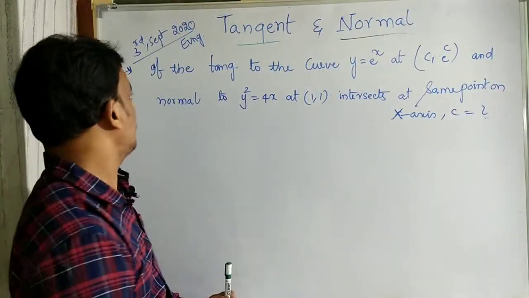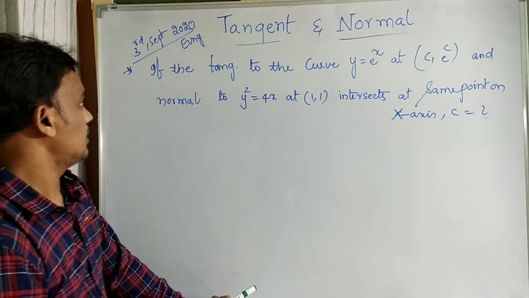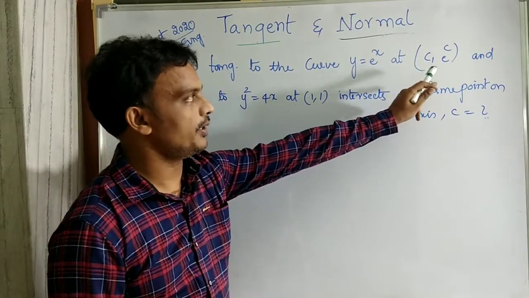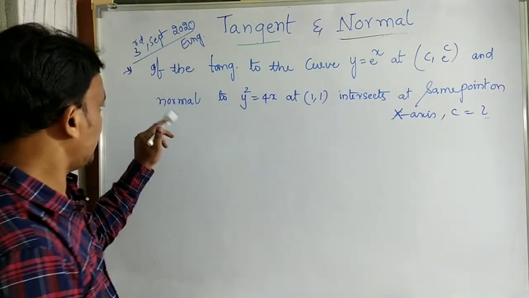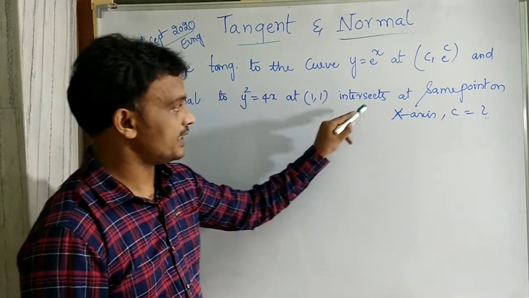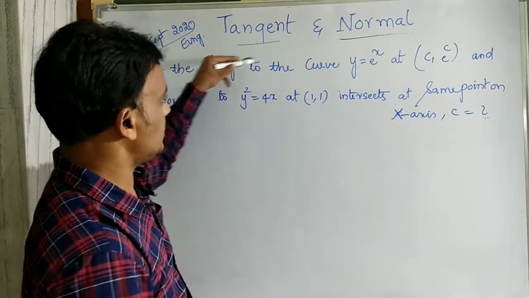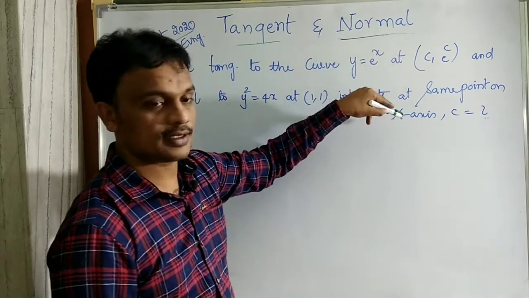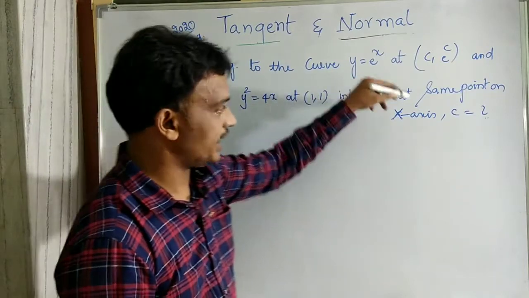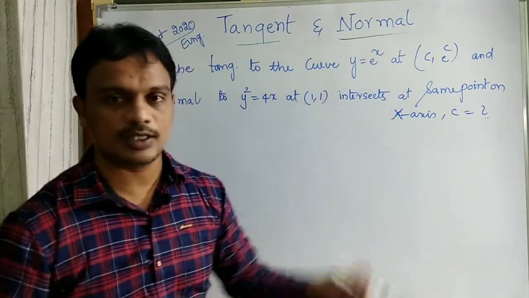Yes, one more problem, which is from 3rd September 2020, evening shift. Let us see. The tangent to the curve y equals e power x at the point C comma e power c, and the normal to the curve y square equals 4x at the point 1 comma 1, intersect at the same point on the x-axis. So the tangent to the curve meets the x-axis at the same point where the normal to the curve at 1 comma 1 meets the x-axis. Both points are the same. In that case, what is the value of c? That's what they are asking.